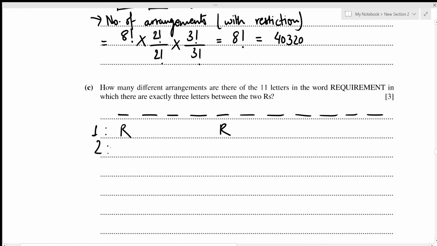The second possibility would be to have first R in the second position and second R on the sixth position. The third possibility would be to place the first R on the third position, second R on the seventh position. Fourth one would be to have first R on the fourth position, second R on the eighth position. Alright, for the fifth placement, we can have the first R on the fifth position, second R on the ninth position.